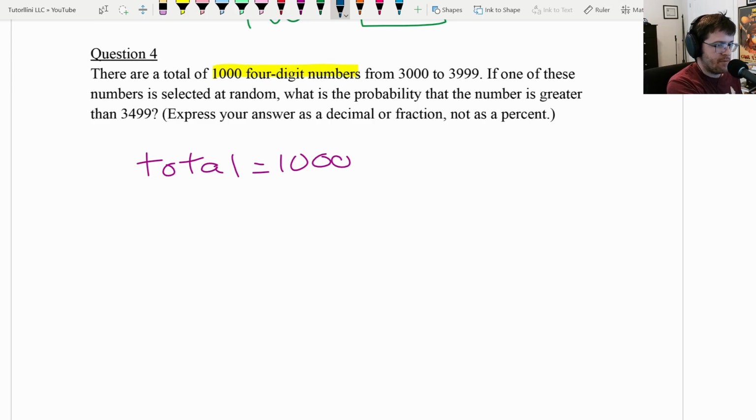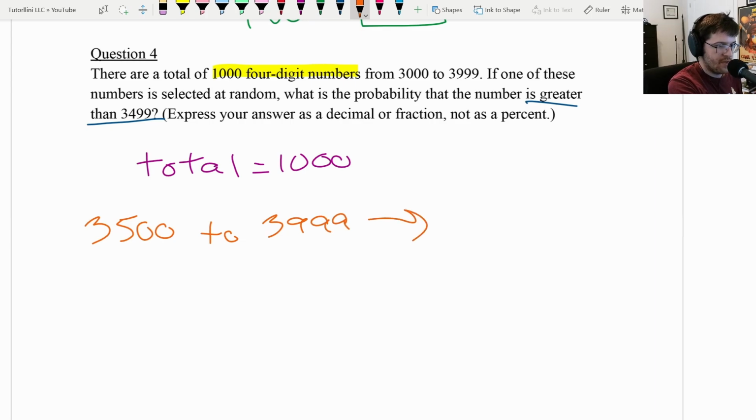It says, what is the probability that the number is greater than 3499? So we want to find how many numbers. It's not including the 3499. It says greater than 3499. So we want to know how many numbers are from 3500 to 3999 inclusive. A little trick you can do if you're not seeing it, maybe you just use your intuition, but you can take the difference and then add 1.